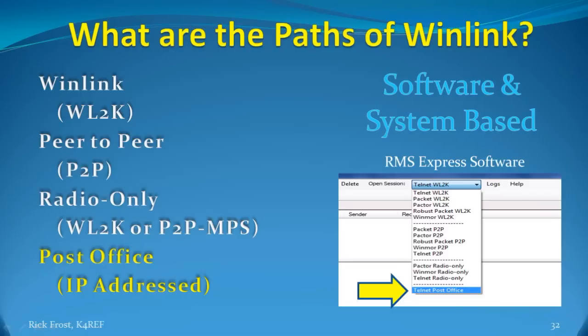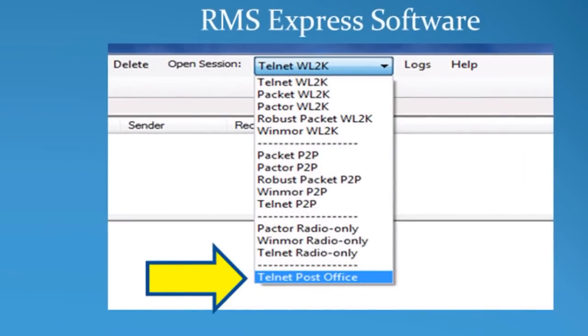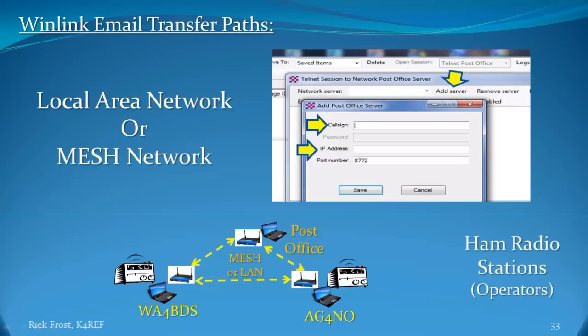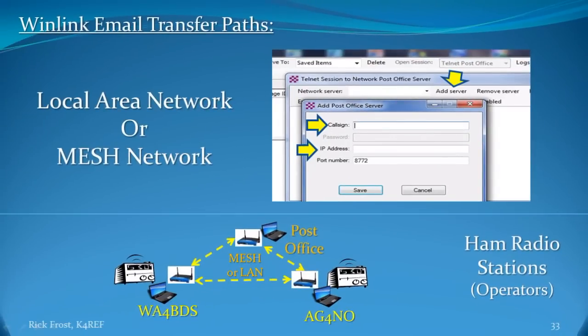The last path we want to look at is post office. This path uses a local area network or a mesh network. You'll notice that on the RMS Express session drop-down, the Telnet Post Office is listed. By choosing Telnet Post Office, we're going to choose a particular call sign and computer IP address as the location for the Winlink Post Office on this network. Again, this can be a local area network or a mesh network. A mesh network is one that uses wireless routers, operating on amateur radio frequencies, to transfer information. So, email is sent to the post office to be held there till the receiving user checks in for it, all using RMS Express.